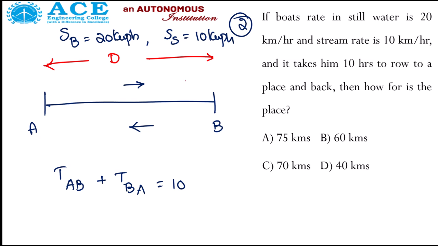Let us say you are moving from A to B downstream. Then the return should be upstream. Downstream speed is SB plus SS, which is 30. Upstream is SB minus SS, which is 20 minus 10. We have to get 10.